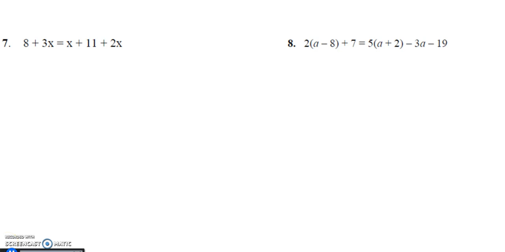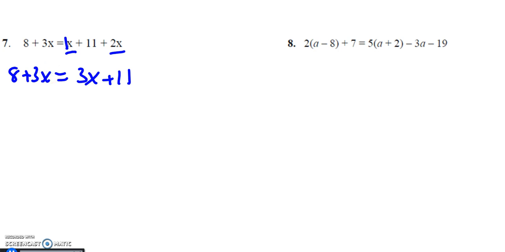Okay, so if we pick up with number 7 first, I notice this side I have no like terms, but this side I have this x and this 2x, or really 1x plus 2x. So I combine them to become a 3x plus 11 over here equals 8 plus 3x.